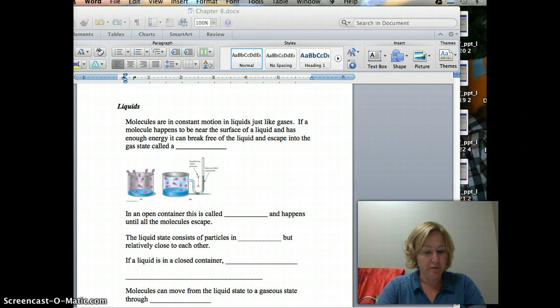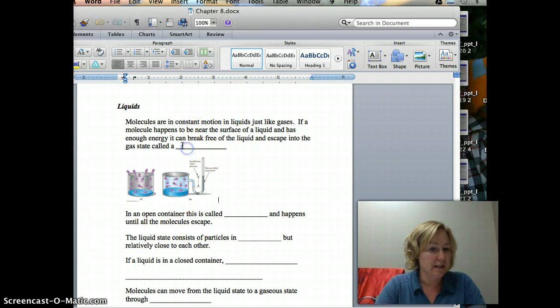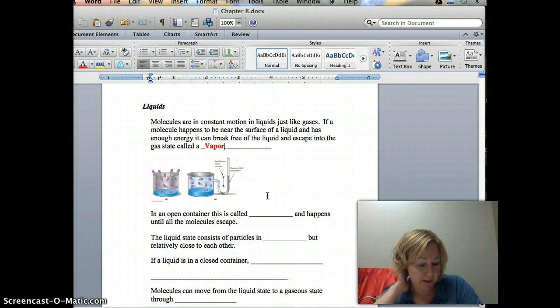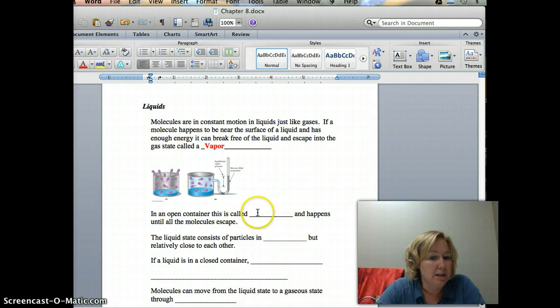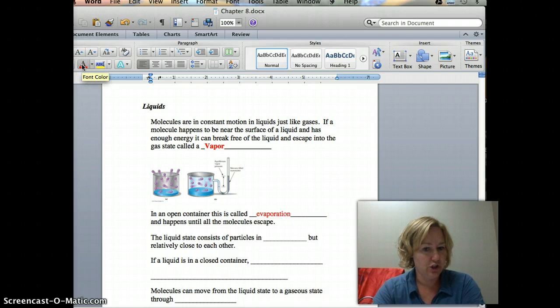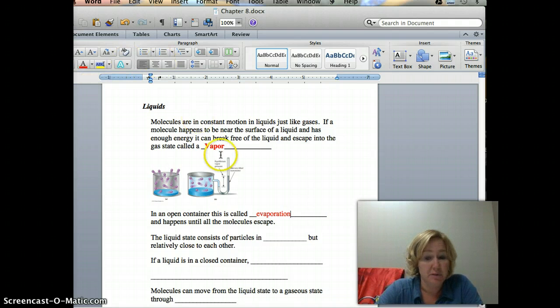So they can break free from a liquid state. What is this called? This is called vapor. Let me make sure this is in red so you can see it. Vapor. In an open container, this is called evaporation. Yes, you've heard all these words before. Evaporation happens all the time.